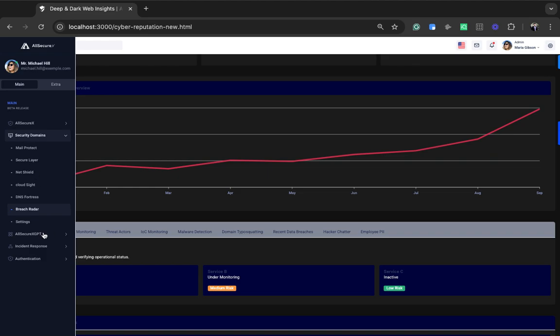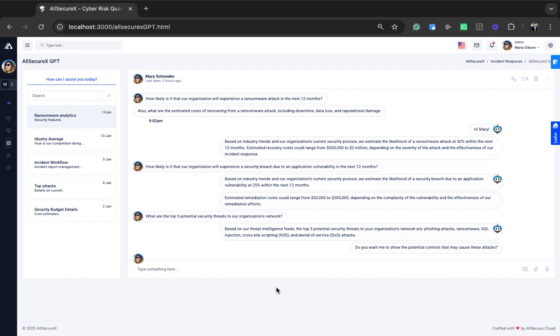And apart from that, we have another feature, the AllSecureX GPT, which is a real-time AI assistant. You can ask it complicated questions regarding your organization's security, architecture, and security posture. For example, the top five potential security threats to your organization right now, and what is the probability of a security breach due to application vulnerability in the next 12 months. We are using different AI models and mechanisms, following the best industry practices, in order to give you accurate answers.